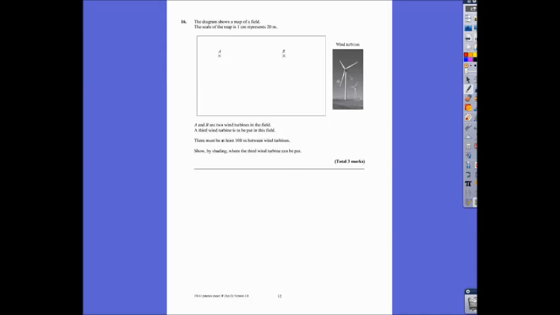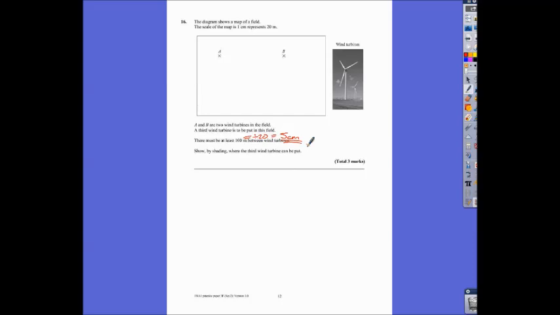Question 16. The diagram shows a map of a field. The scale of the map is 1 centimetre represents 20 metres. A and B are 2 wind turbines in the field. A third wind turbine is to be put in the field. There must be at least 100 metres between the wind turbines. So 100 metres on our scale, if we divide that by 20, that would give us that 100 metres is 5 centimetres on this diagram. Show by shading where the third wind turbine can be put.